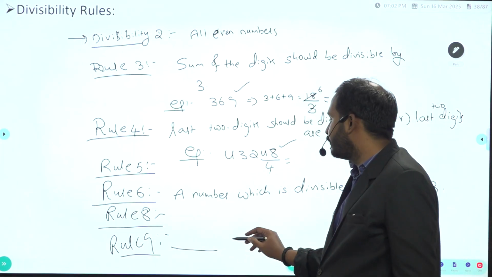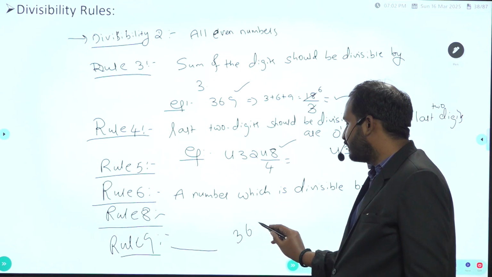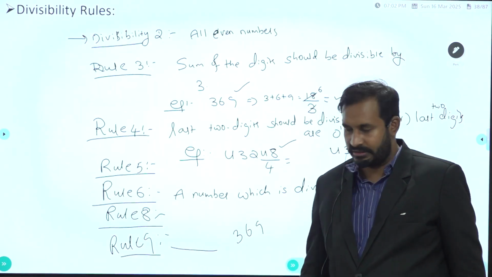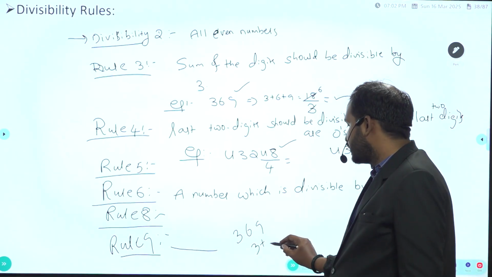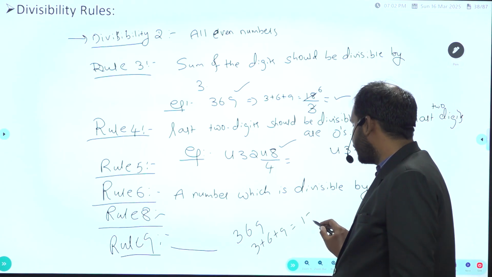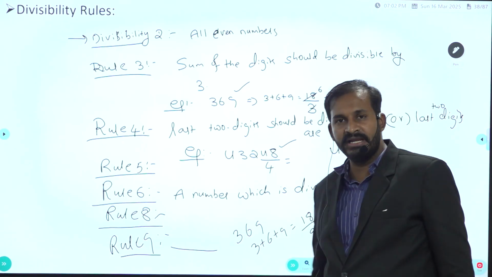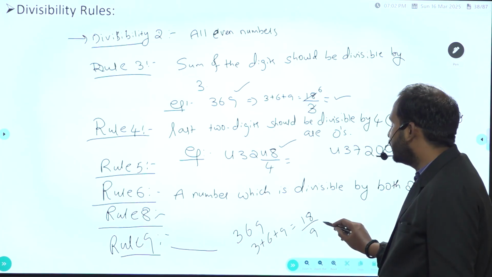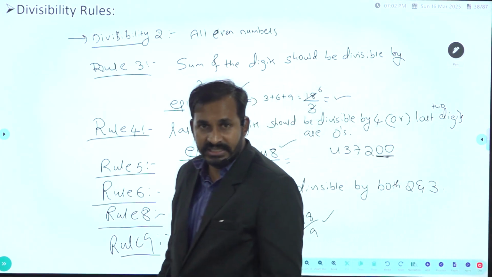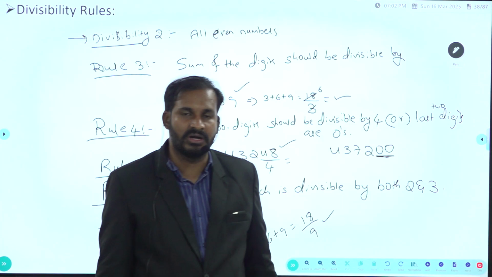9 is also very important. For example, if I need to check whether 369 is divisible by 9 or not, what will I do? 3 plus 6 plus 9. What is the sum? 18. I will check whether 18 is divisible by 9. Yes, 18 is divisible by 9. Then that number is divisible by 9. Else it is not divisible by 9.